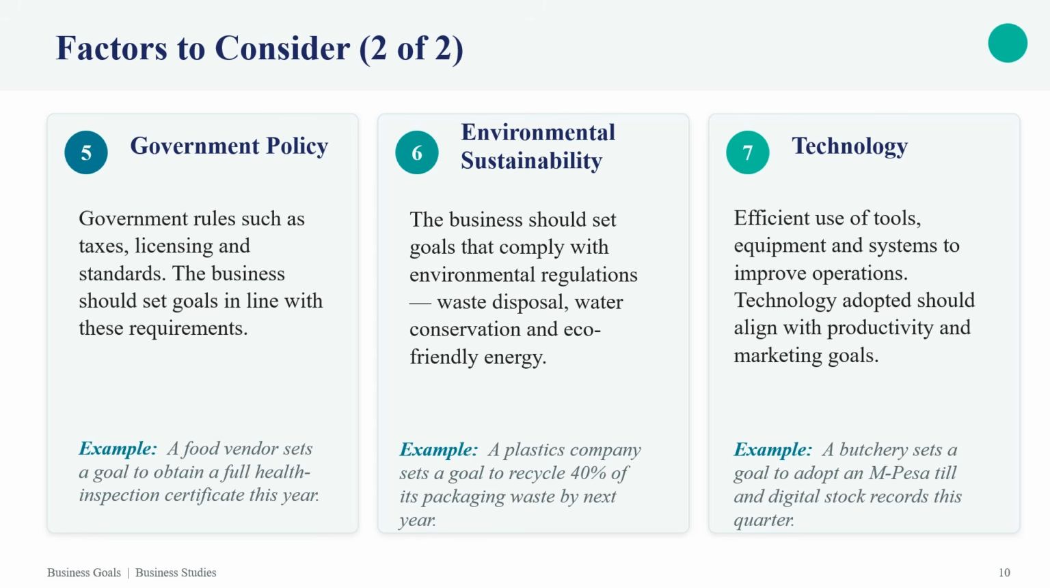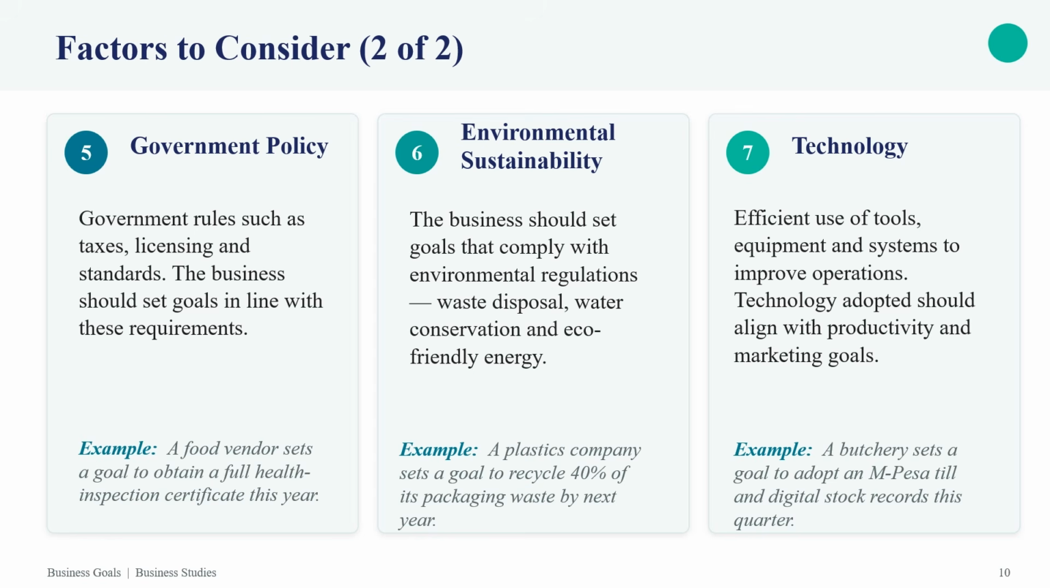The other factor to consider is the government policy. The government rules such as taxes, licensing, and standards. The business should set goals in line with these requirements. If you set goals and go against the government rules, you will go to prison very early. An example is a food vendor that sets a goal to obtain a full health inspection certificate this year.